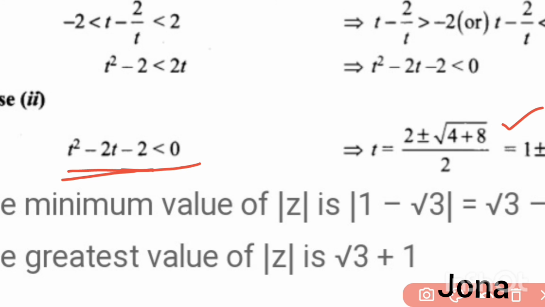So I want to use the formula minus b plus or minus root of b square minus 4ac divided by 2a. By substituting all the values, we have the value 1 plus or minus root 3. It's nothing but root 3 plus 1 or root 3 minus 1. I can take root 3 minus 1 as the minimum value, and root 3 plus 1 is the greatest value, that is plus and that is minus there.